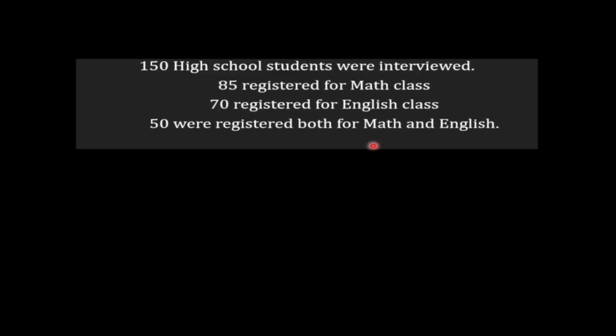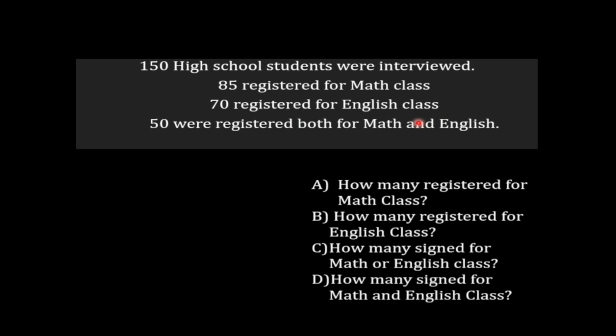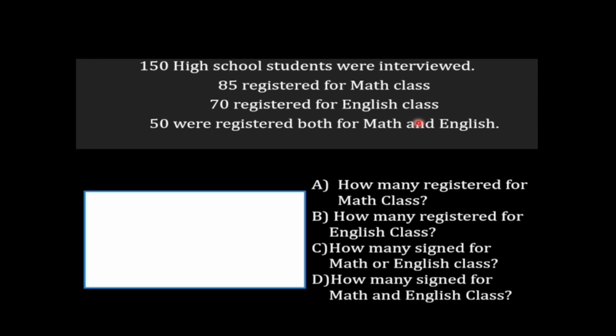So in problem number 3, this is the same with problem number 2. If we have here 150 high school students were interviewed, then 85 registered for math class, 70 registered for English class, and 50 were registered for math and English. Again, it uses the word and, meaning intersection. Okay? So these are the questions. And to answer this question, we represent again our problem in Venn diagram.